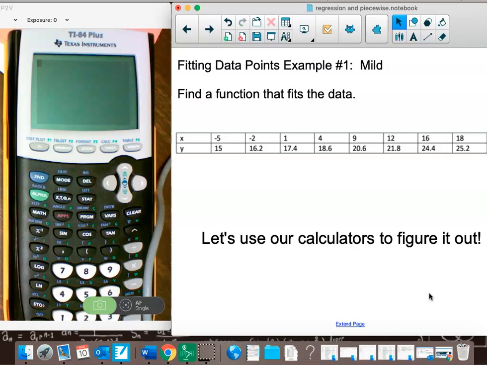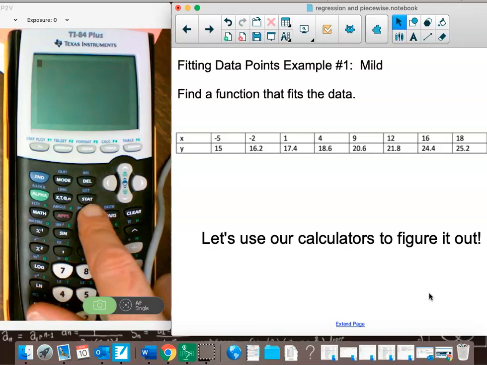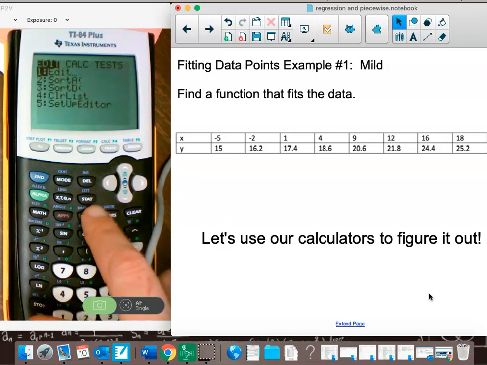All right. So the first thing that we have to do is enter the data. If you see here under the delete key, you should see a button that says stat. So you're going to hit enter on stat.